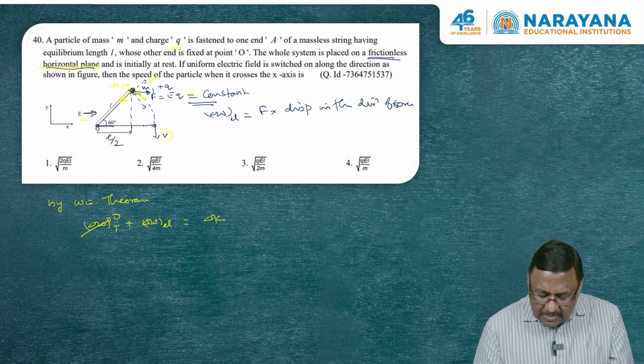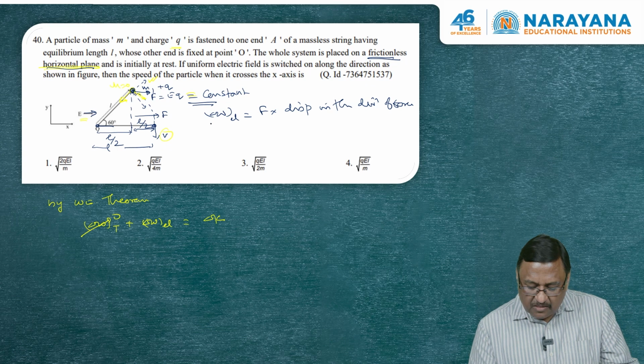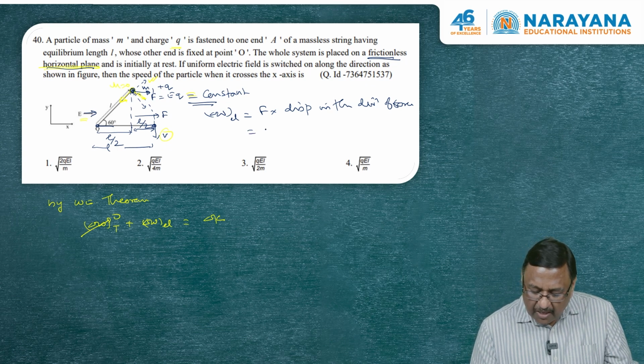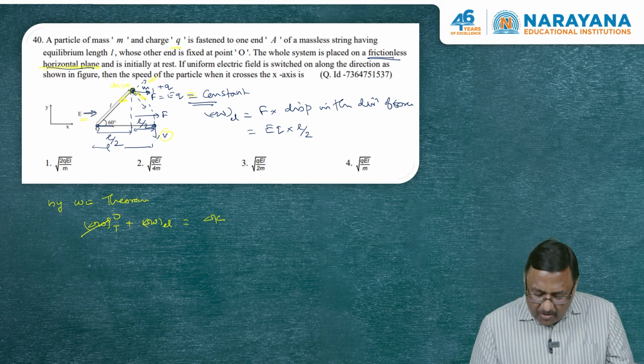Once the mass has reached here, this total length is becoming L. That means how much has this mass displaced in the direction of force? This is my force direction. The displacement in the direction of force is L by 2. So again, this is very simple. Work done is going to become E into Q, my force, into my displacement, which is L by 2.